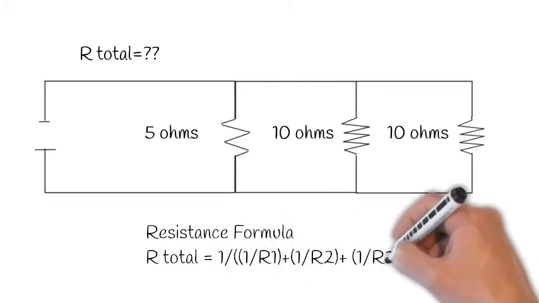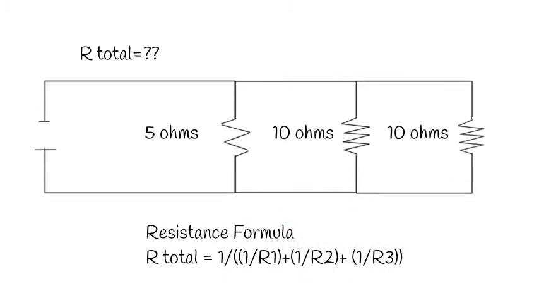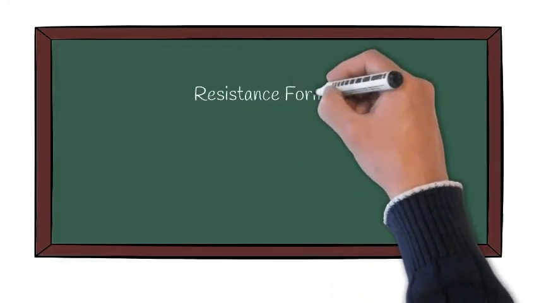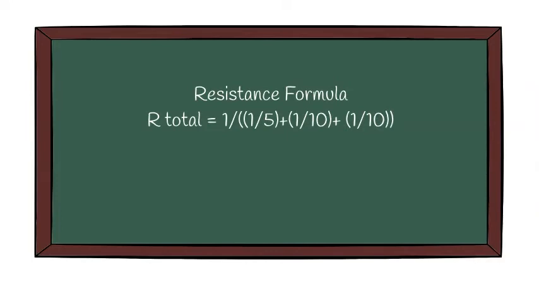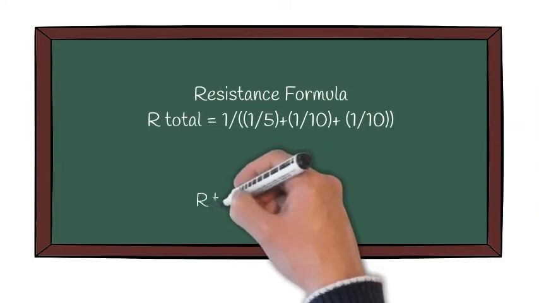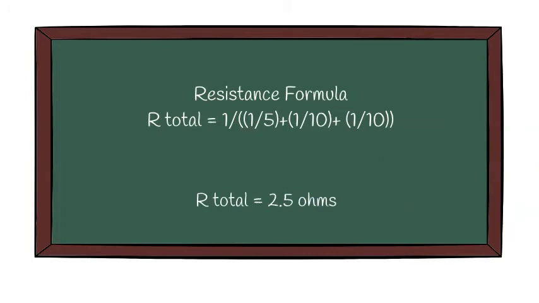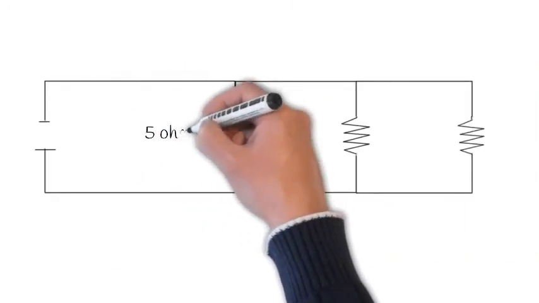So we will take those values of 5, 10, and 10 and plug it into the formula and get a total resistance of 2.5 ohms. And thus we see that our total resistance is lower than any one of the other resistors in our circuit.